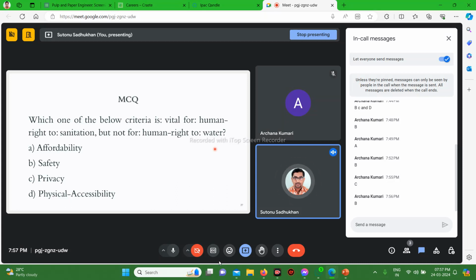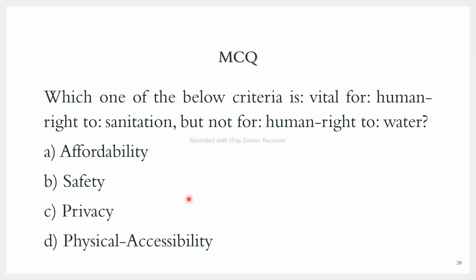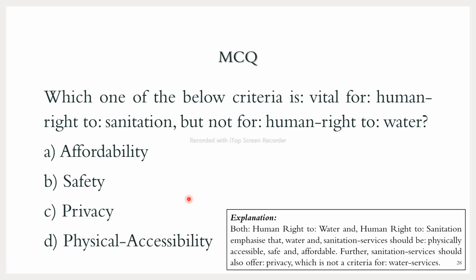Okay, we're taking option B. Let's see the explanation. Both the human right to water and the human right to sanitation emphasize that water and sanitation services should be physically accessible, safe, and affordable. Further, sanitation services should also offer privacy, which is not a criterion for water services.